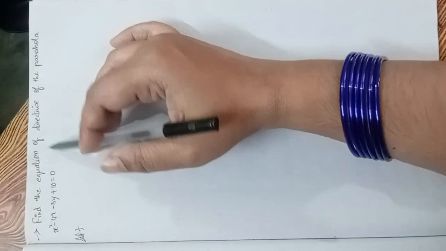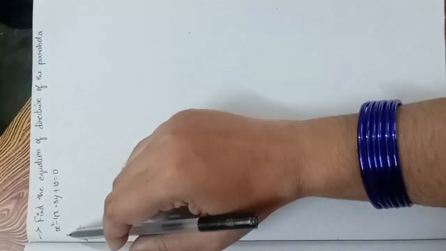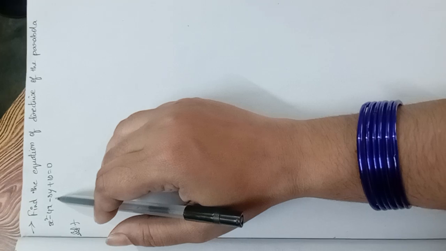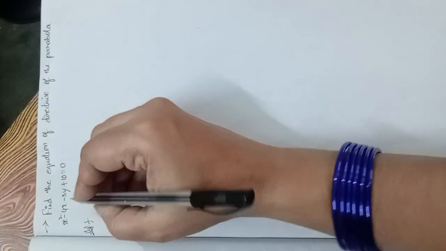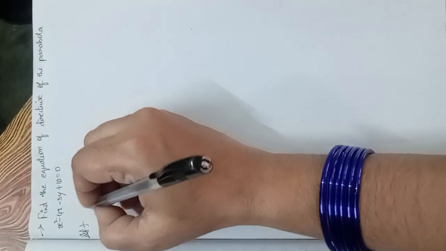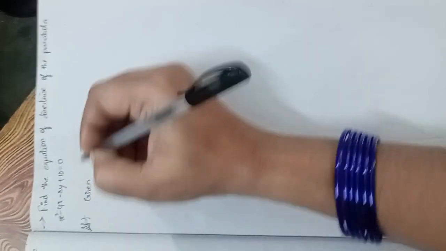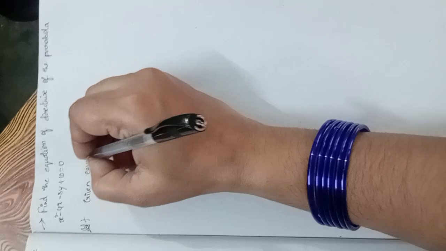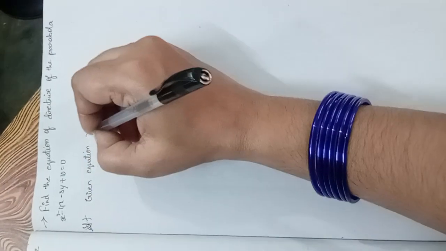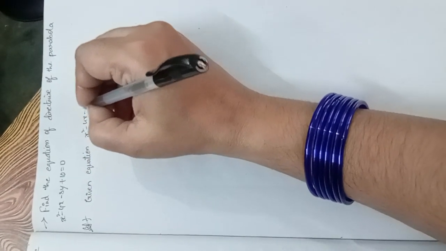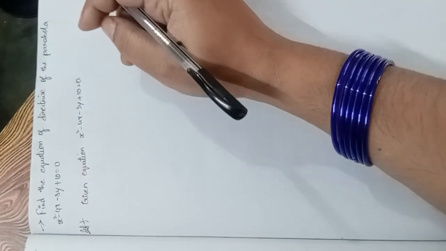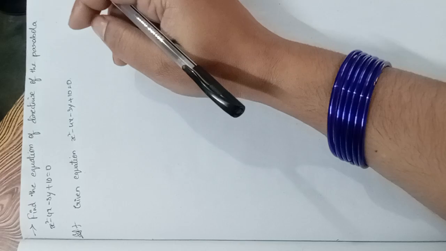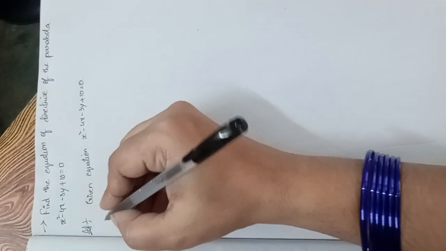The question is, find the equation of directrix of the parabola x square minus 4x minus 3y plus 10 equals to 0. Here, let us write the equation once again. Given equation is x square minus 4x minus 3y plus 10 equals to 0. Right? So, what is the general form of this equation?